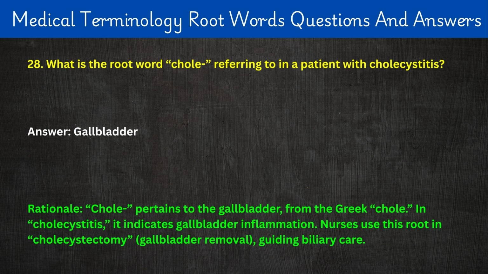28. What is the root word chole- referring to in a patient with cholecystitis? Answer: gallbladder. Rationale: Chole- pertains to the gallbladder, from the Greek chole. In cholecystitis, it indicates gallbladder inflammation. Nurses use this root in cholecystectomy, gallbladder removal, guiding biliary care.